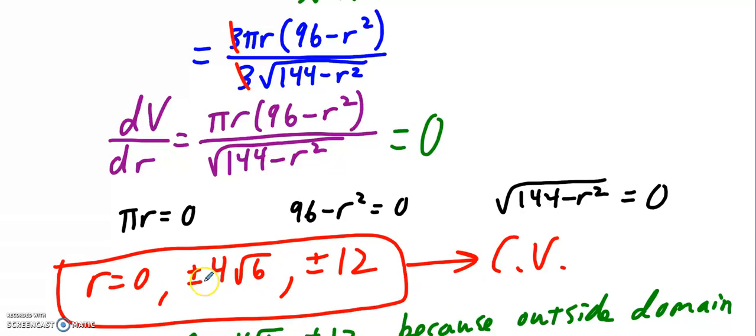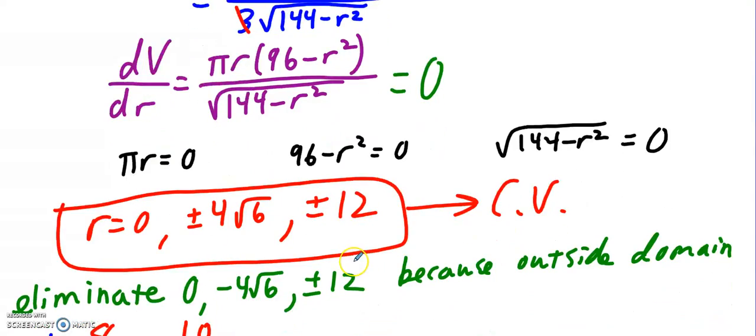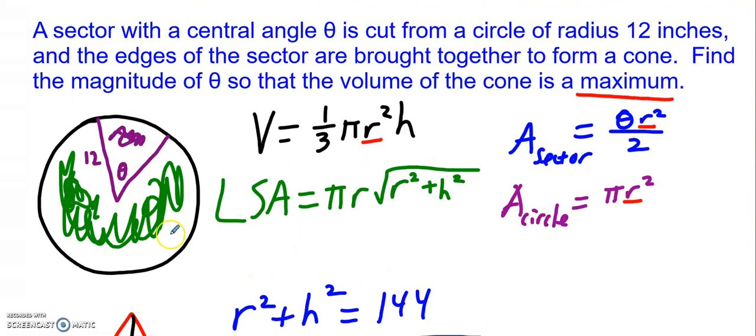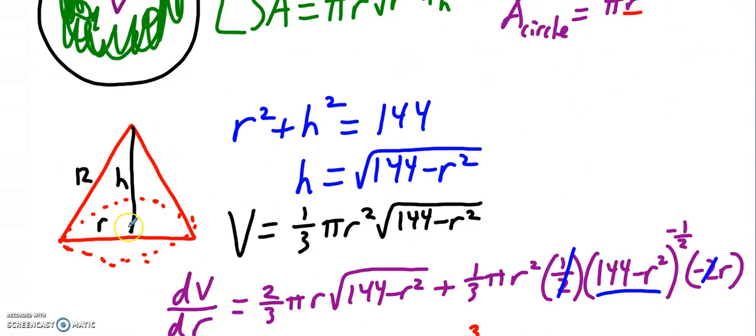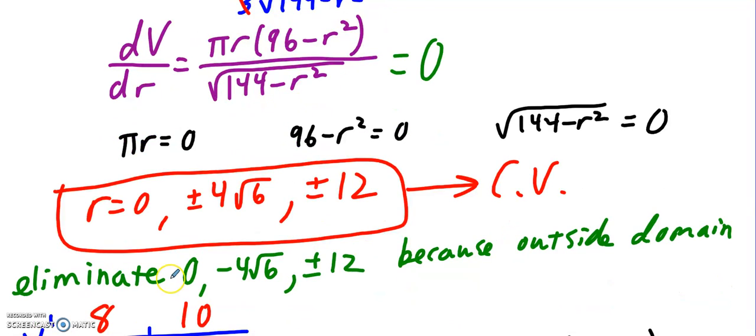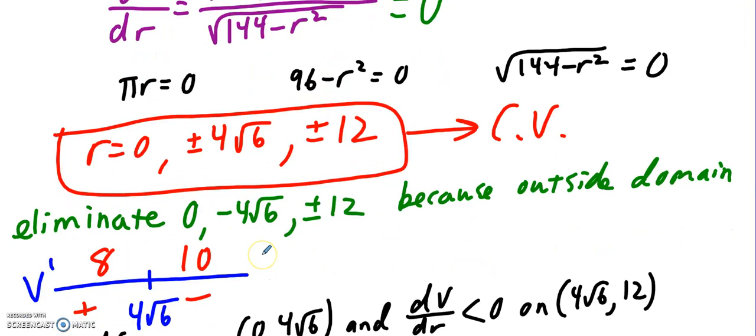Set the numerator and denominator equal to 0 to find our critical values. So we end up with r equals 0, plus or minus 4 root 6, and plus or minus 12 as the possible critical values. However, in terms of applications of the problem, I know that this is the r we're referring to. R can't be 12 because then I don't have a cone. R can't be 0 because then I don't have a cone. And r also can't be negative because it's representing a distance. So I'm going to eliminate 0, negative 4 root 6, and plus or minus 12 because those are not going to be within the domain of the application of the problem.